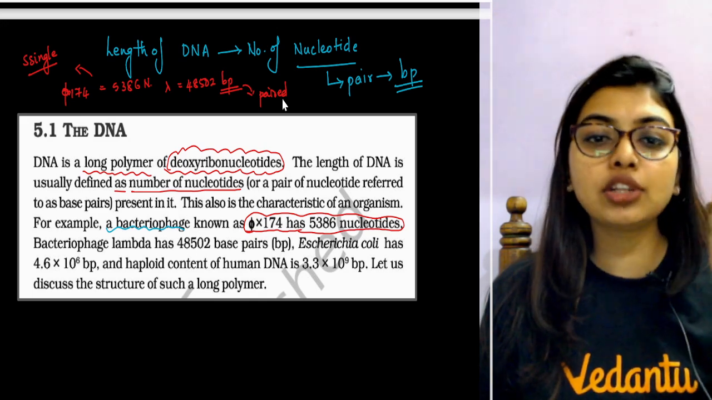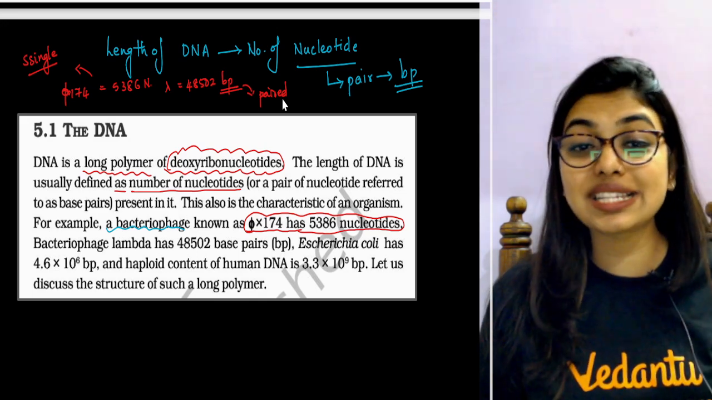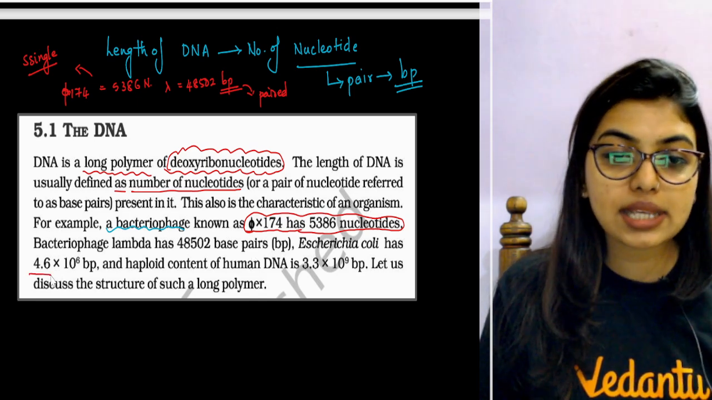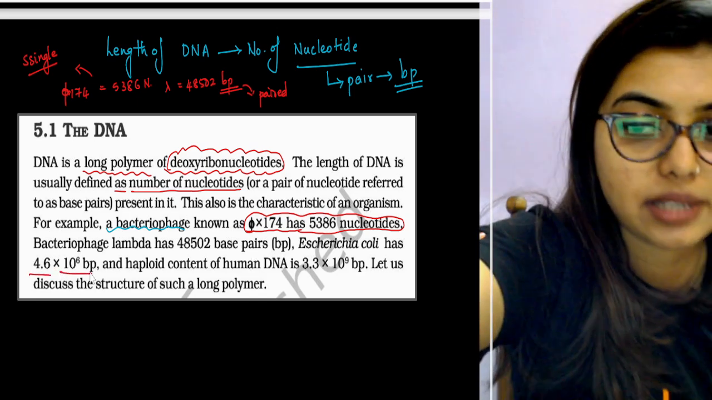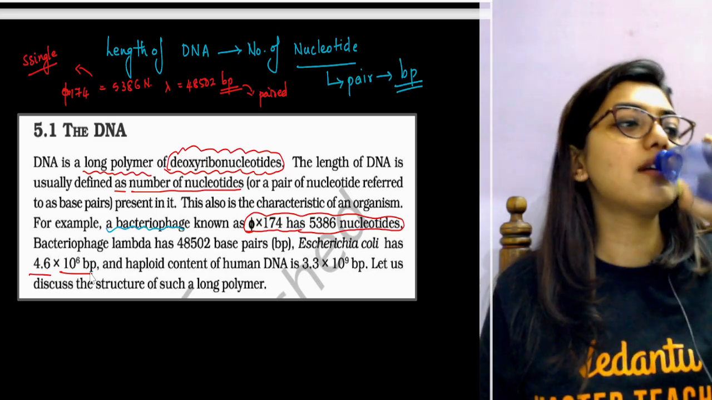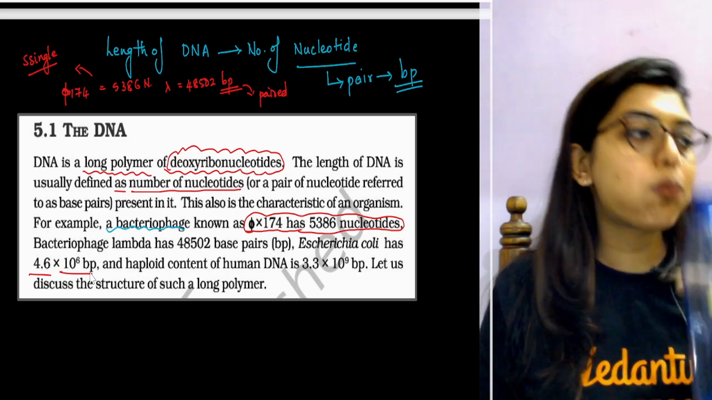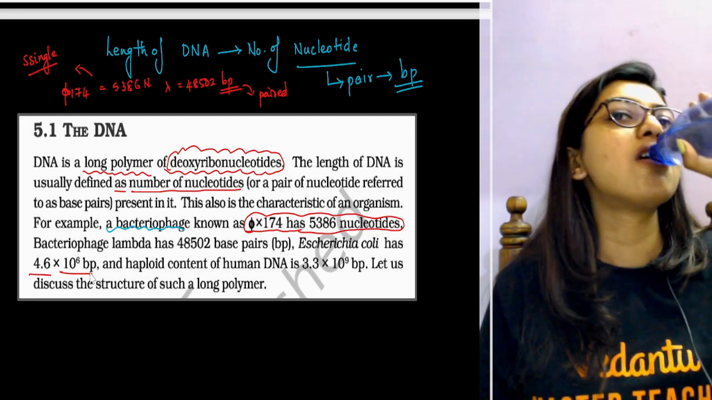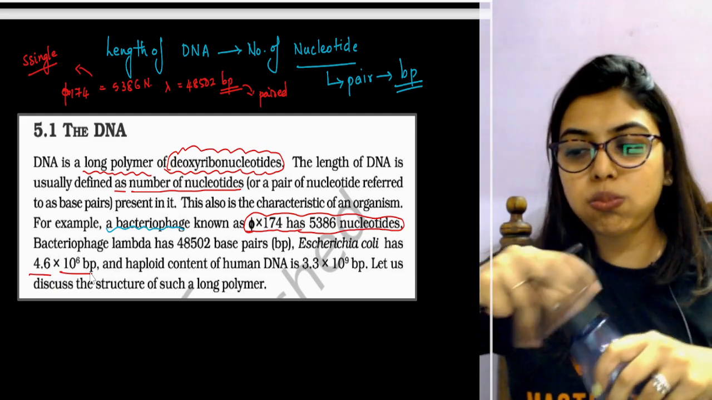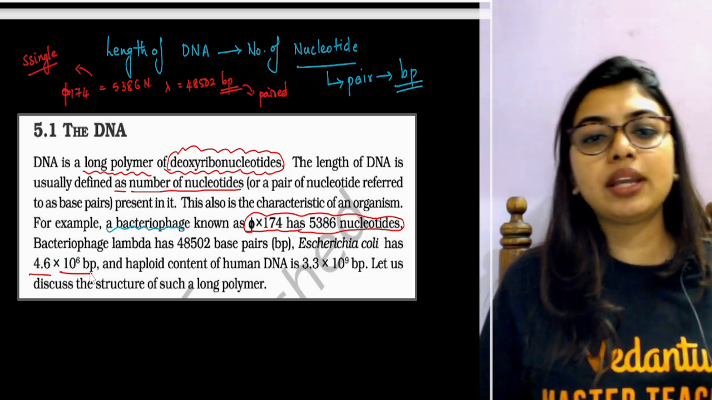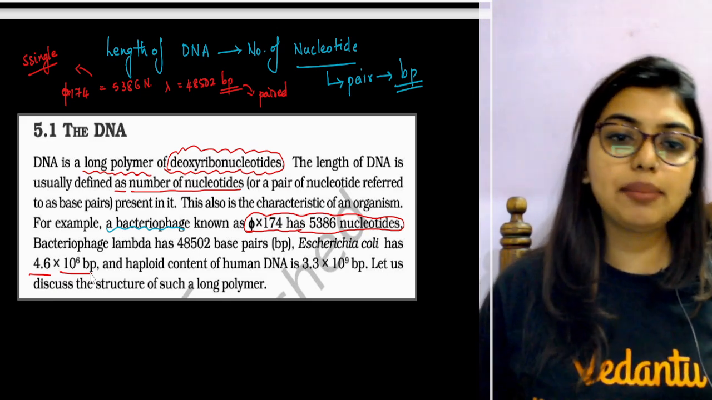Okay, now bacteriophage lambda has 48502 base pairs. Now E. coli has 4.6 into 10 to the power 6 base pairs. So even in E. coli, the bases are paired, right? Clear? Yes, the base pairs are paired.